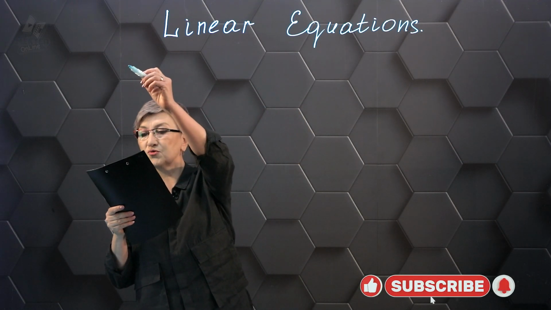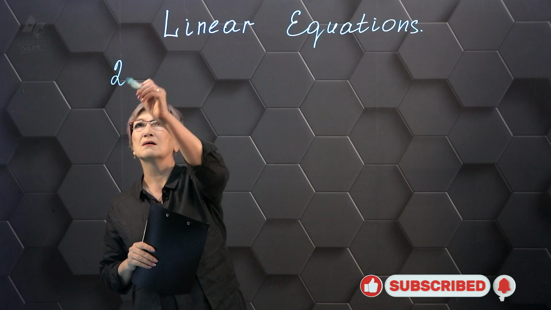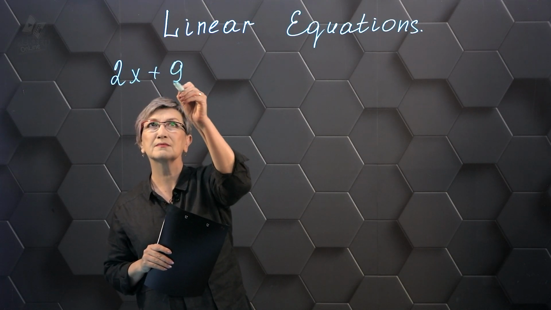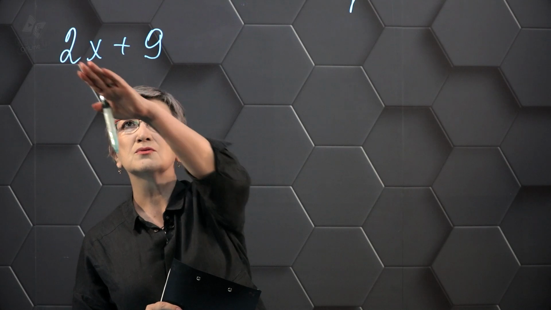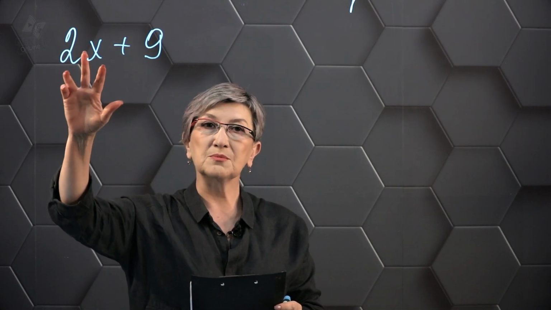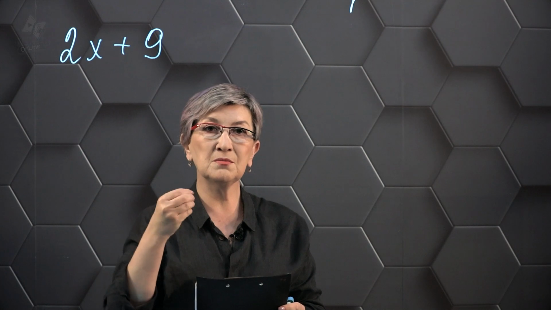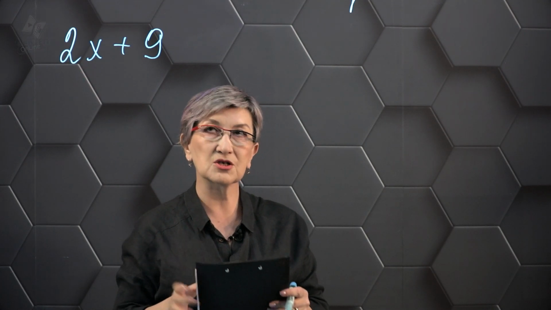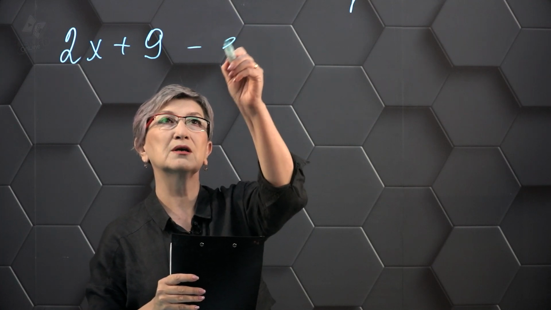If I write down the following expression: 2x plus 9. I see a sum, and one summand contains a variable. If we change the value of the variable, the value of the whole sum will also change. Then this expression is called an algebraic expression in math. We will write down that it is an expression.